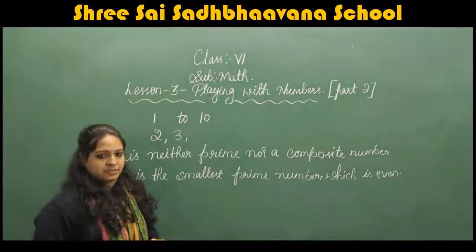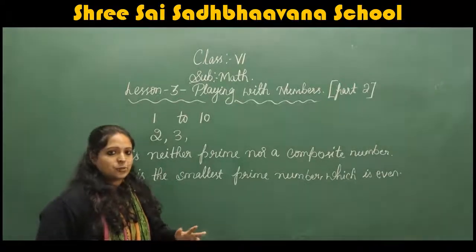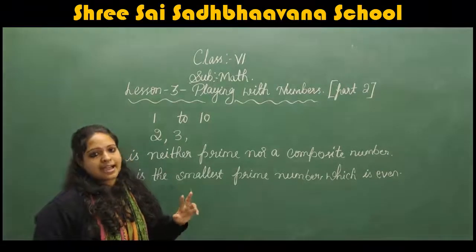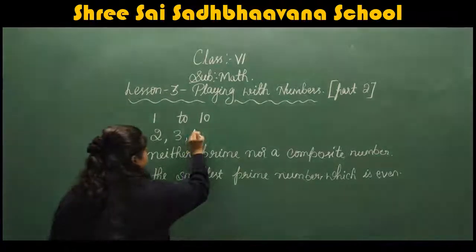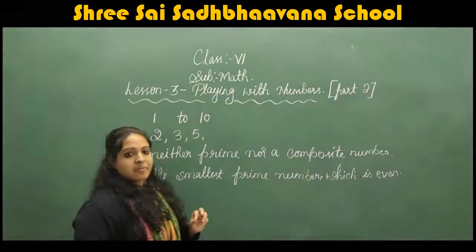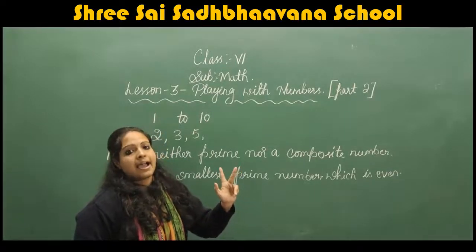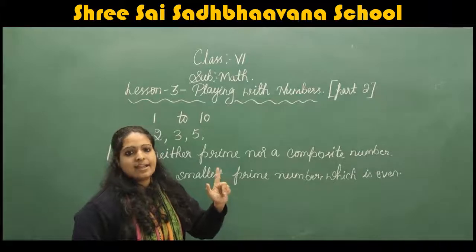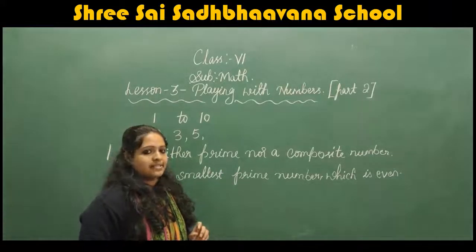Coming to 5. Is 5 a prime number, children? Yes, because you can find it in only 2 tables: 1's table and 5's table. What about 6? 6 you can find in 1's table, 2's table, 3's table, and then in 6's table. So it is not a prime number, it is a composite number.